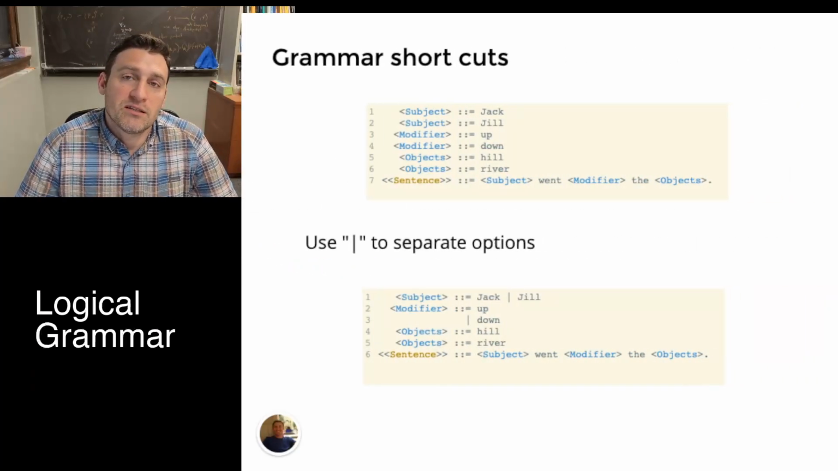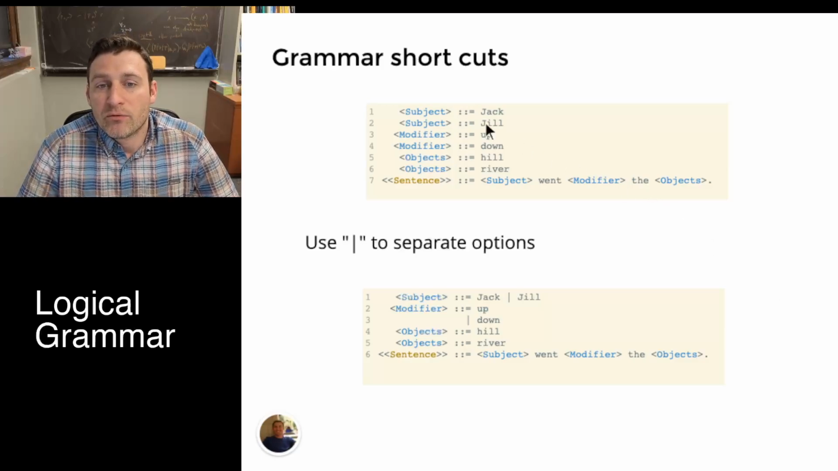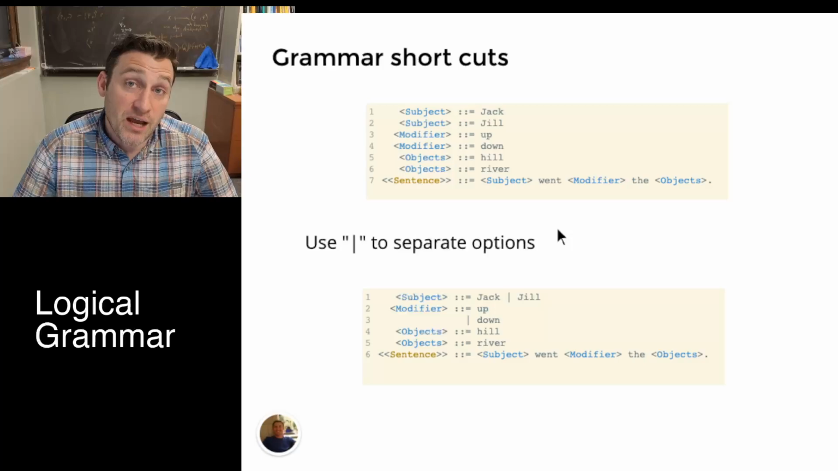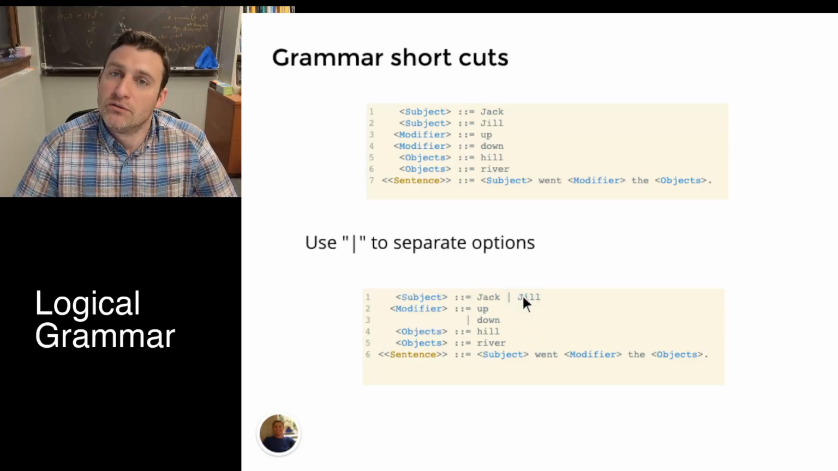So now let's get to something that's a little bit more efficient. Notice that we had to repeat ourselves with these subjects. At some point, we get tired of typing that much, and we allow ourselves to combine some steps. So now we'll just separate the options by this vertical pipe. We do this to say that this could be Jack or Jill. And then up and down, we might write them in a stack.